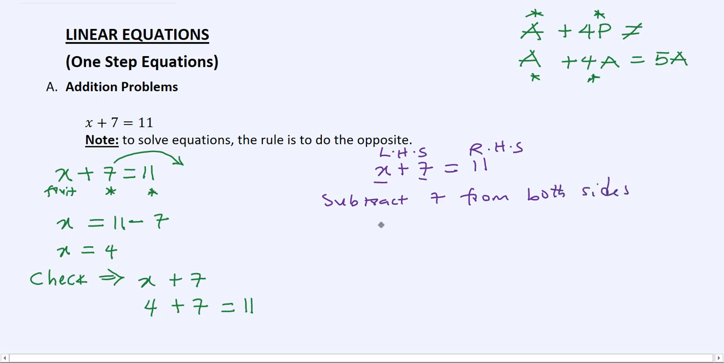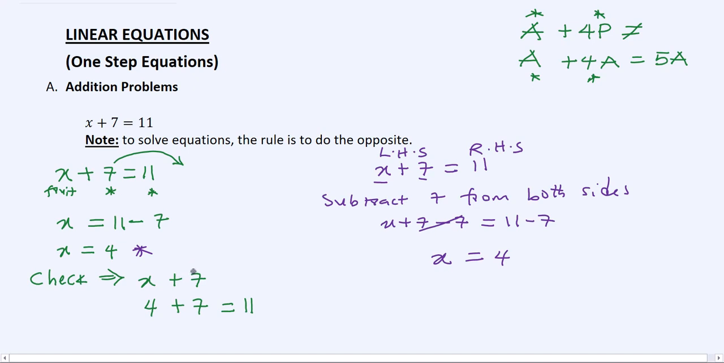We are going to have x plus 7 minus 7 is equal to 11 minus 7, such that 7 minus 7 cancels out because they are going to give you 0. Now x is standing alone, equal to 11 minus 7, which gives us 4. As you can see, this was exactly the same as what we got here. So the simple logic here is for you to think about this logically and understand it. And if you do that, that's it.